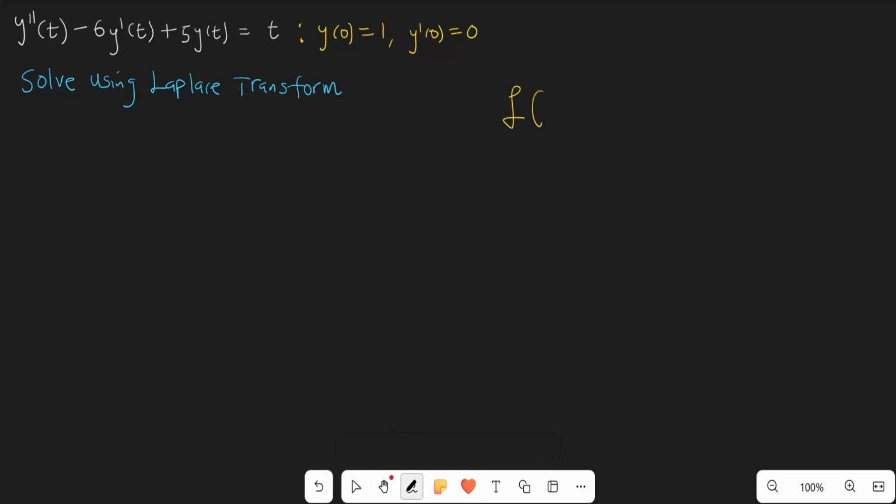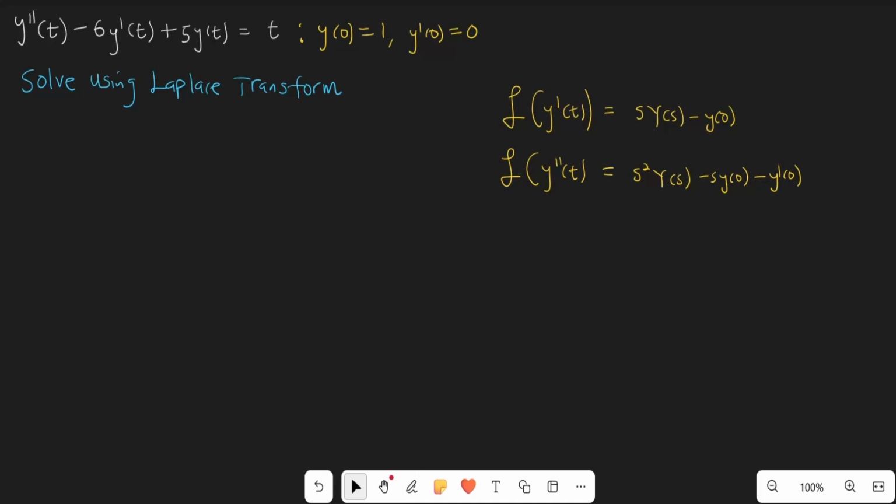We have the Laplace transform of the first derivative of y with respect to t, and this is s times the Laplace transform of y of t minus y of 0, and this one is the initial condition. And the Laplace transform of the second derivative, that is y prime prime of t, is equal to s squared times the Laplace transform of y of t minus s times y of 0 minus y prime of 0. Right, so we derived this one in my previous video.